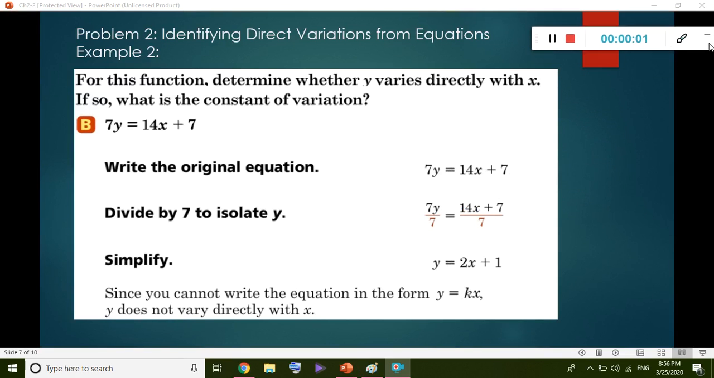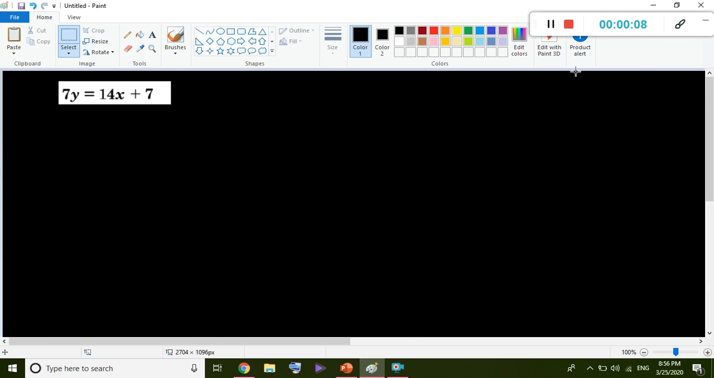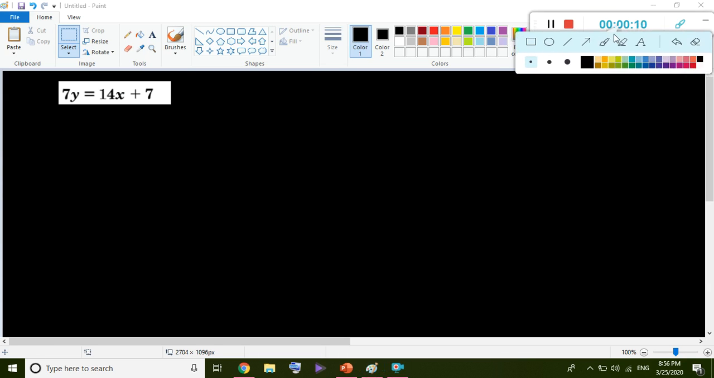Okay, so now let's go for the second problem for identifying direct variations from equations. Again, we said that we have to check that after simplifying everything, the form of y is going to be y equals kx or not. So now let's see here. We said we have to move everything besides the y, so it's going to be in the form y equals something.